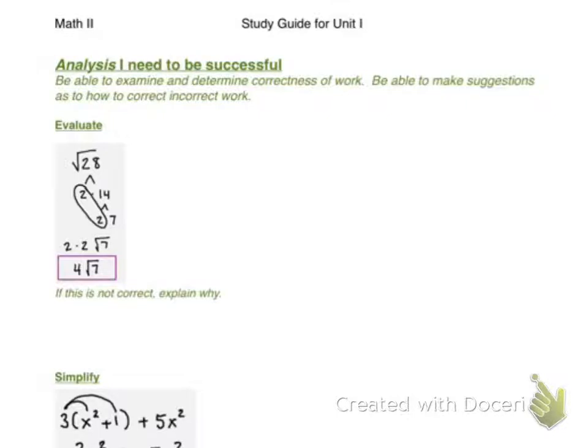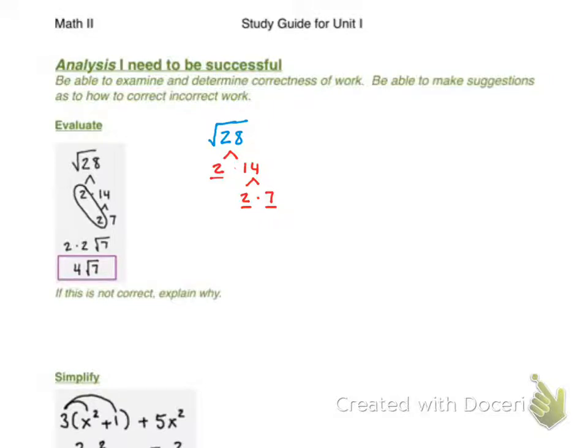So looking at the first one, it tells us to evaluate the square root of 28, right? So let's say a student had this problem and evaluated the square root of 28, because your teachers don't make mistakes. This student broke down the square root of 28 into 2 times 14, which is correct. 2 times 14 is 28. 2 we can't break down anymore, so we focus on the 14. 14 can be broken down into 2 times 7. And again, 2 can't be broken down, and 7 is a prime number. It can't be broken down. So far, the student has done everything correctly.